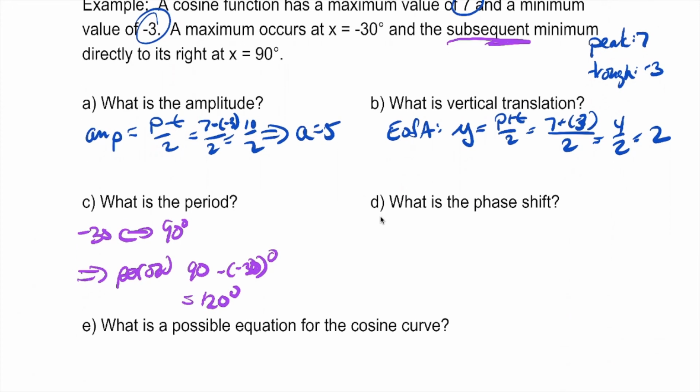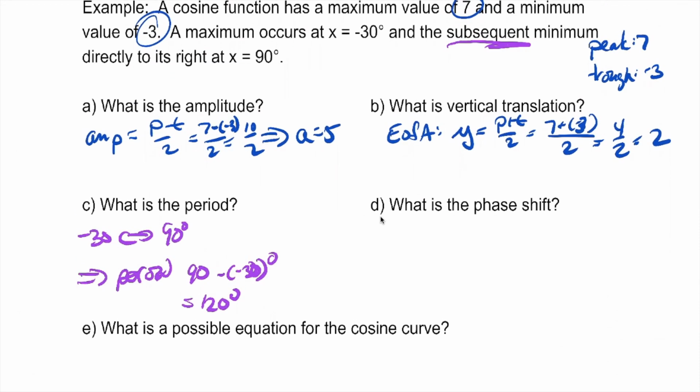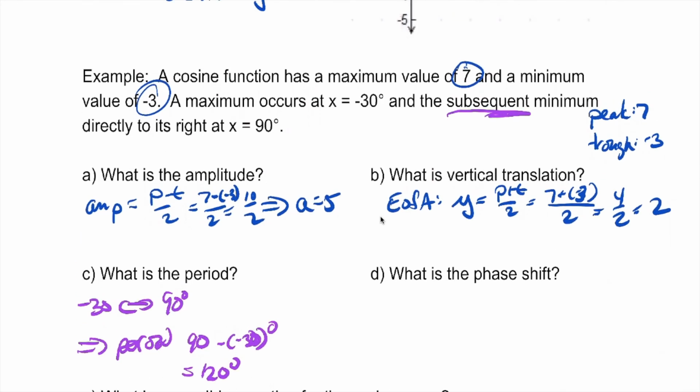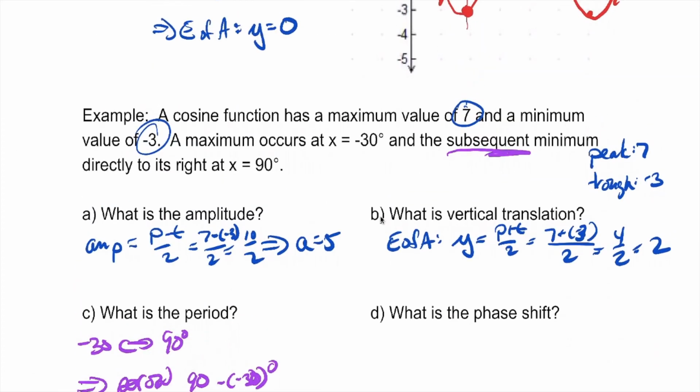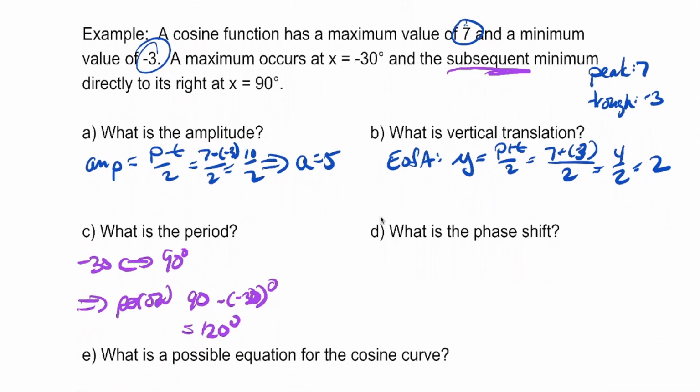Now we have to determine the phase shift. The easiest one actually to do is the cosine, because we know that cosine starts at the peak. In this case, we know that the peak happens at minus 30, so one of the maximums happens there. So the phase shift for cos is minus 30, which implies a d value of minus 30 degrees.